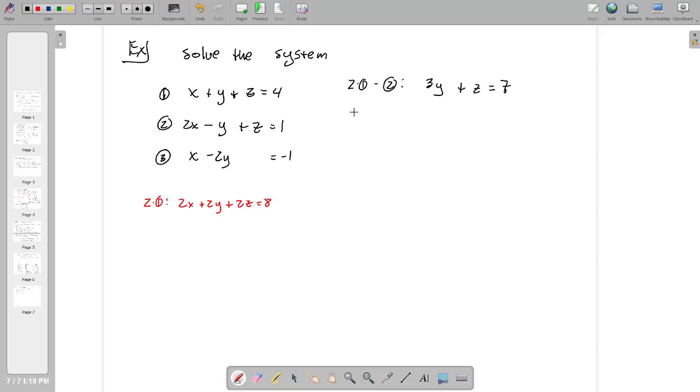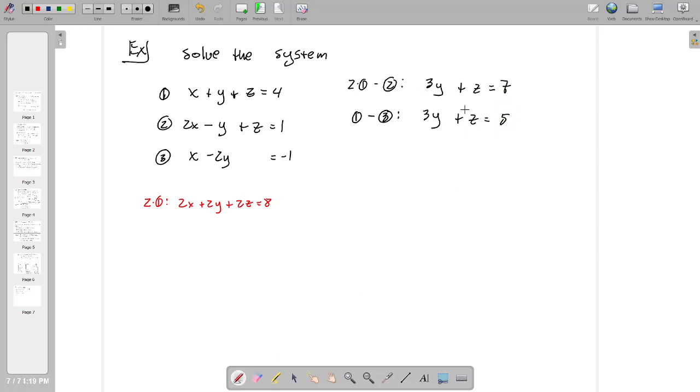Now, I'm going to do equation 1 minus equation 3. x minus x is 0. y minus 2y is negative y. z minus nothing is just z. And 4 minus a negative 1 is 5. Notice that we have the same left side, 3y plus z, 3y plus z, but we have different solutions over on the right.